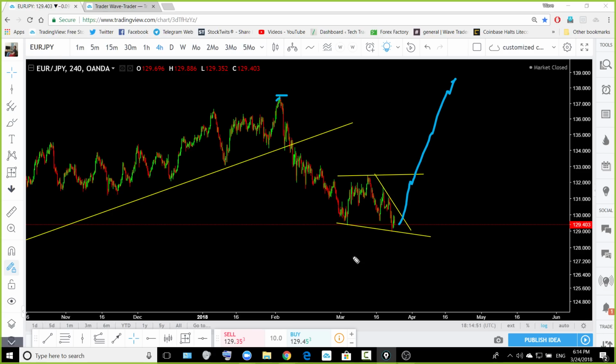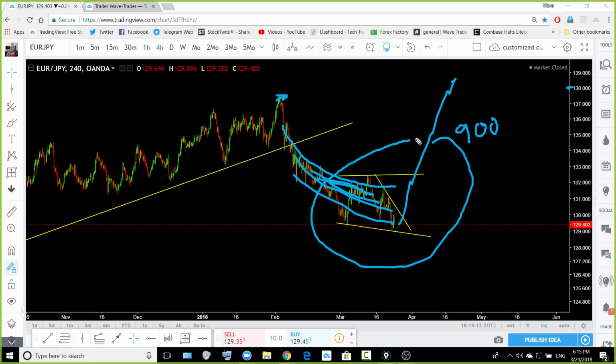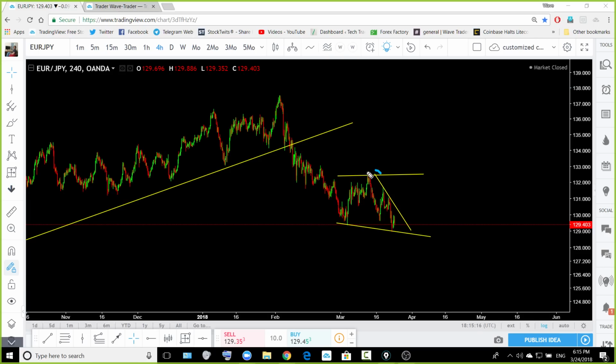It can test that top again. It can test the 138 area again, so that would be almost a 900 pips trade. There is a potential for the euro yen to go back up and test that top, because the way it is falling, we can clearly see that it is not falling so aggressively. It has to give us a bigger correction at this area, which is just trying to develop currently. This is trying to develop a daily correction, but it is not ready for the downside.